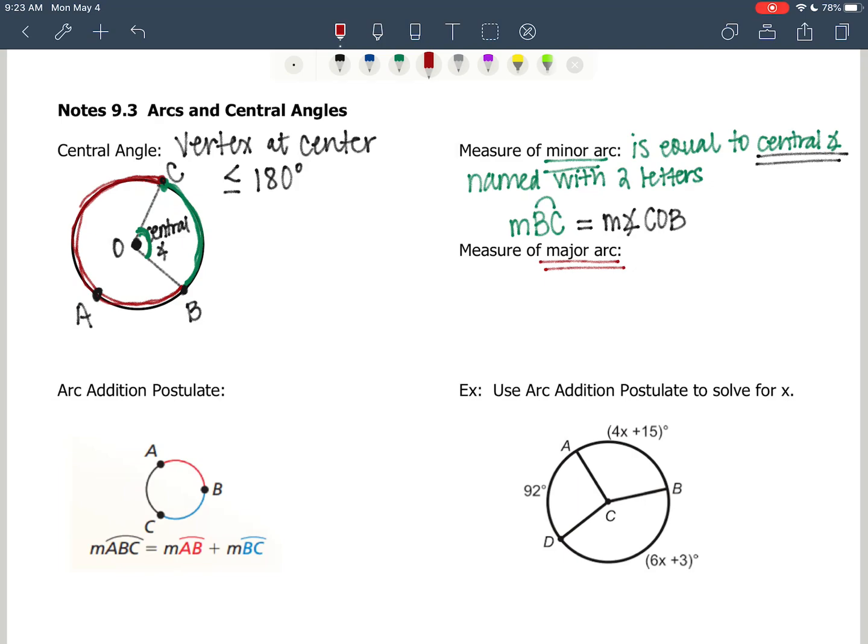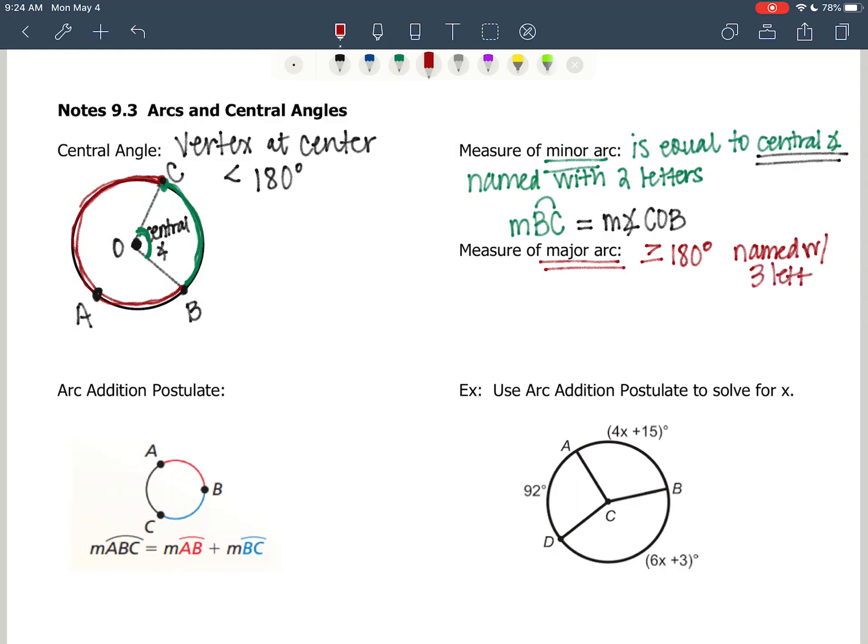And the measure of the major arc is going to be greater than or equal to 180 degrees. Now, I should say here, I'm going to go back and say that the vertex is at the center and that the central angle is less than 180 degrees. This way you don't get confused, because the central angle is attached to an arc that's named with 2 letters. However, once you get to 180 degrees, it becomes a major arc, and that major arc is named with 3 letters.